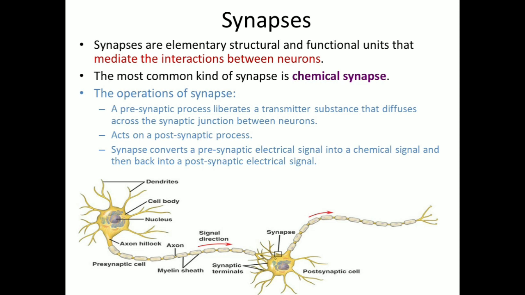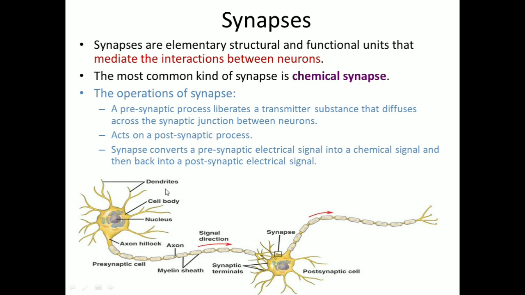Let us see how this chemical synapse is going to operate. A presynaptic process liberates a transmitter substance, and this transmitter substance diffuses across the synaptic junction. This synaptic junction acts as a connecting junction between these neurons, and this particular process which liberates this substance acts on a postsynaptic process, and later the synapse converts the presynaptic electrical signal into the chemical signal and then back into the postsynaptic electrical signal.